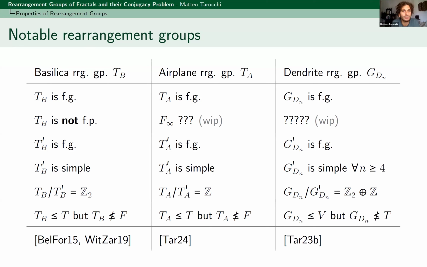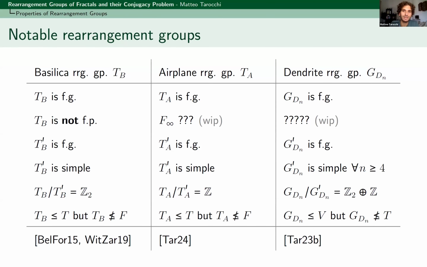So the Basilica rearrangement group is finally generated, but not finitely presented, which is kind of surprising because this is a Thompson-like group. I did not mention this, but this family of groups includes the main three Thompson groups, and these groups behave in a similar manner from many points of view, and yet the Basilica rearrangement group is not finitely presented, which is very different from how it goes for most Thompson-like groups.